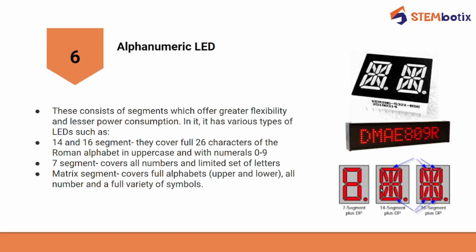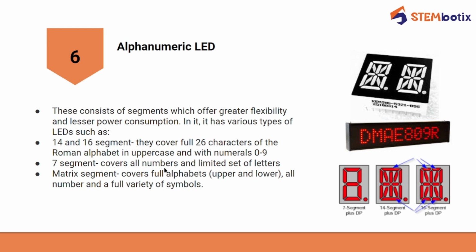Now in 14 and 16 segment, they cover the full 26 characters of the Roman alphabet in uppercase, along with numerals 0 to 9. Means they are able to produce numerics as well as characters, A, B, C, D up to Z, 26 characters, and numbers from 0 to 9. Now the 7 segment covers all the numbers and a limited set of letters. In some of the 7 segment displays you can see some letters.